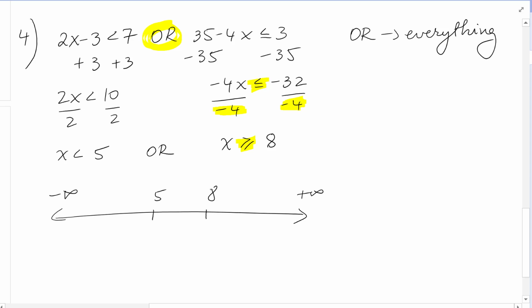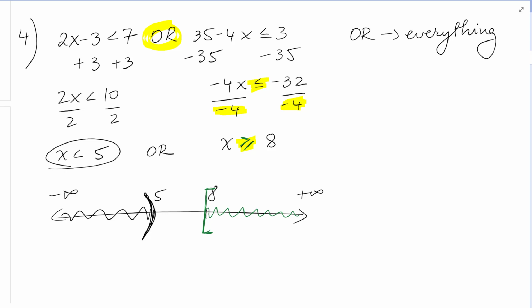We put them in order. X less than 5 means I'm going to shade all these and put parentheses at 5. And greater than or equal to 8 means go this way and put a bracket because it was greater than or equal to. So now, because it says or, and I want everything that is shaded, then the interval is going to be negative infinity to 5.